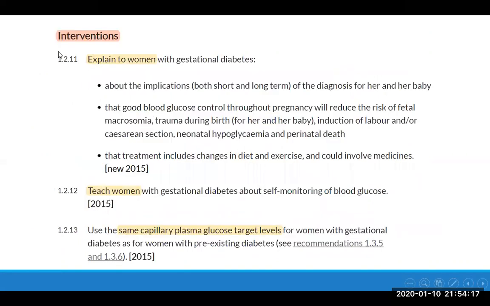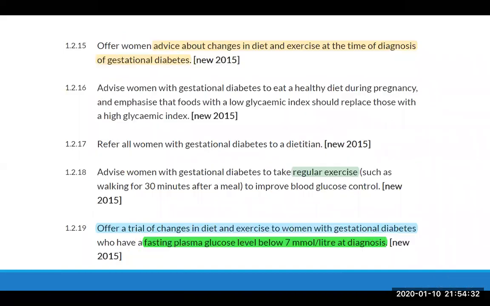And here they recommend some interventions for diabetes during the pregnancy. Explain to the woman, of course, education and teaching, and provide a blood glucose monitoring device and teach how to do self blood glucose monitoring. And of course, this is very important: advice about change in diet and exercise at the time of diagnosis. We must advise the woman with gestational diabetes to take regular exercise, walking for 30 minutes after a meal, except if there is a contraindication to exercise.